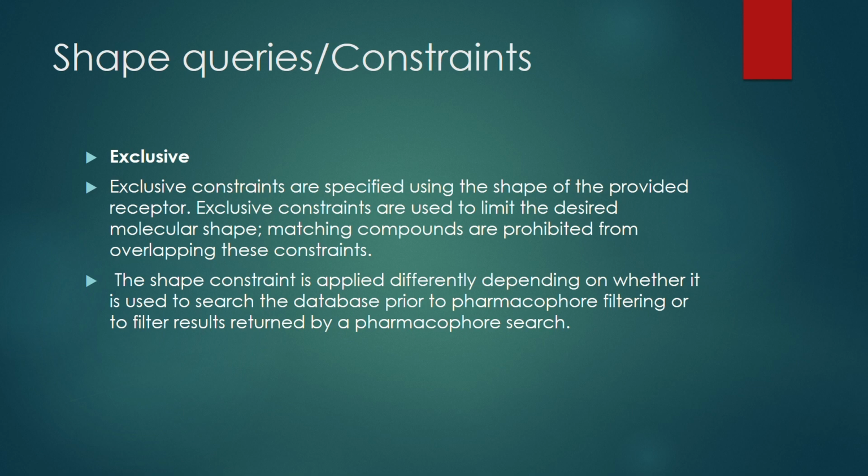The next is that shape constraint is applied differently depending on whether it is used to search the database prior to the pharmacophore filter or to filter results returned by the pharmacophore search. It depends on the user's requirement, whether the user wants to apply it before the pharmacophore filter or after the pharmacophore filter.